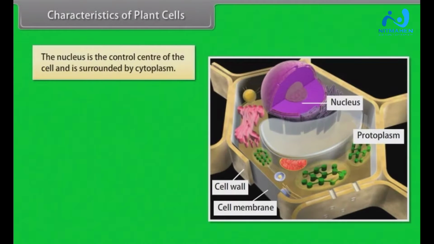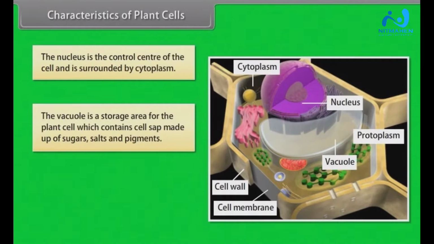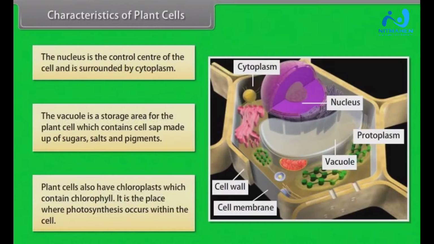The nucleus is the control center of the cell and is surrounded by cytoplasm. The vacuole is a storage area for the plant cell which contains cell sap made up of sugars, salts and pigments. Plant cells also have chloroplasts which contain chlorophyll. It is the place where photosynthesis occurs within the cell.